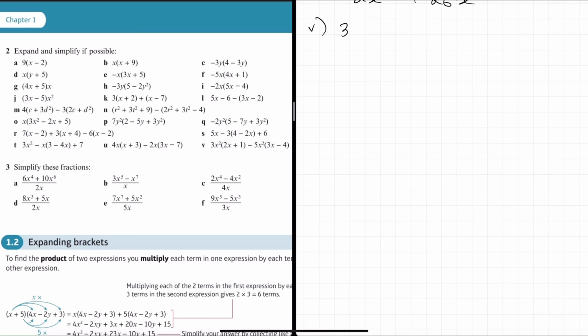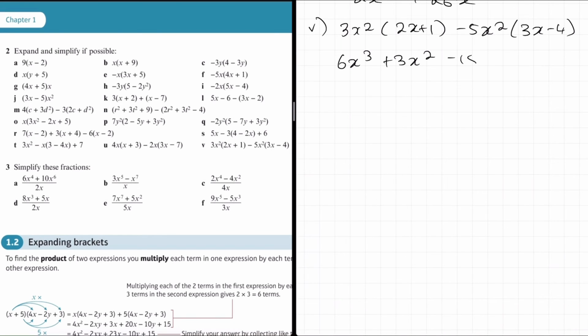V. 3x squared times 2x plus 1 minus 5x squared times 3x minus 4. So 3x squared times 2x is 6x cubed plus 3x squared. And minus 5x squared times 3x is minus 15x cubed, and minus 5x squared times minus 4 is positive 20x squared. Now collecting like terms, we've got 6x cubed minus 15x cubed, which is minus 9x cubed, and 3x squared plus 20x squared, which is 23x squared.